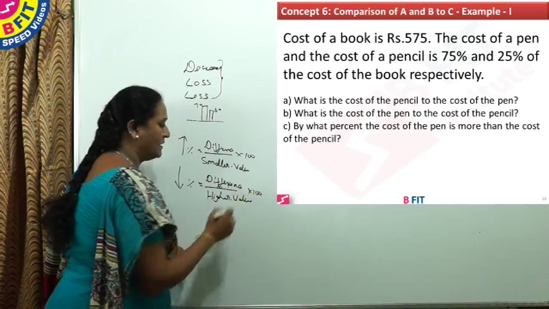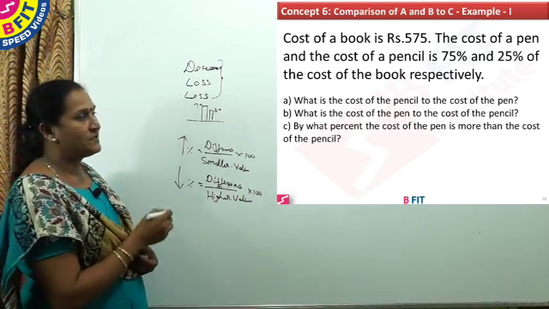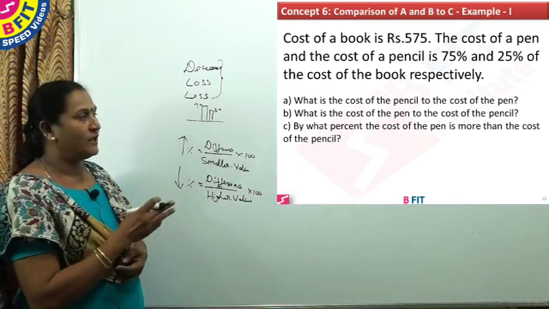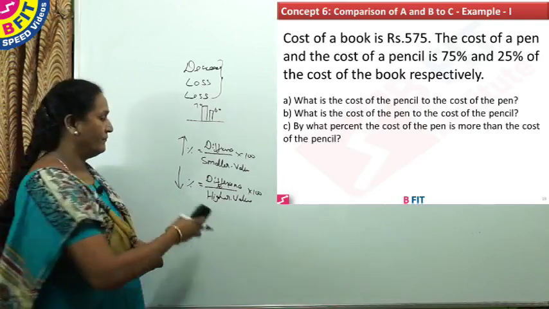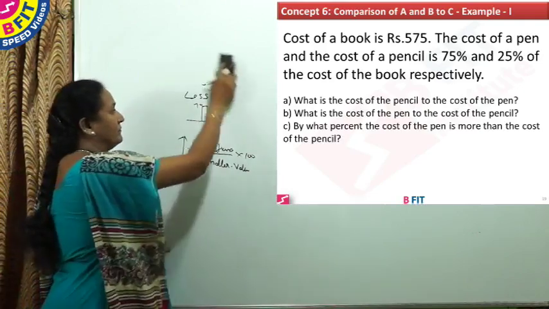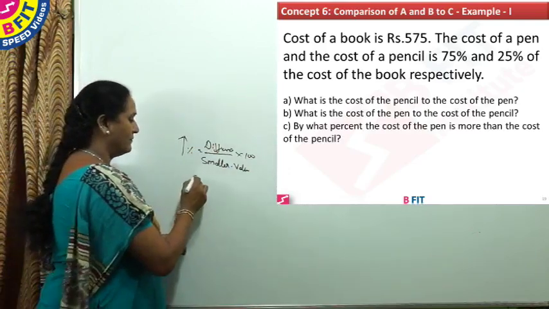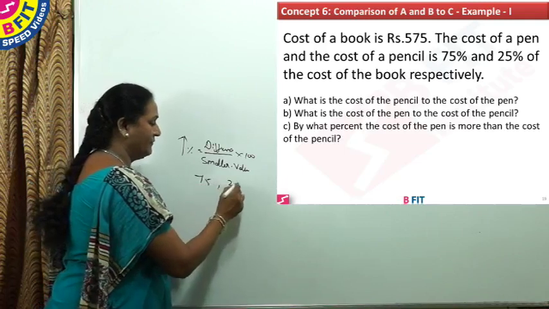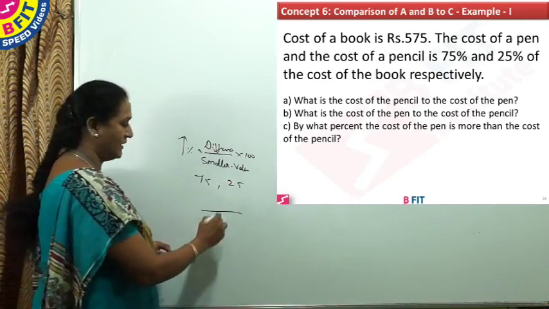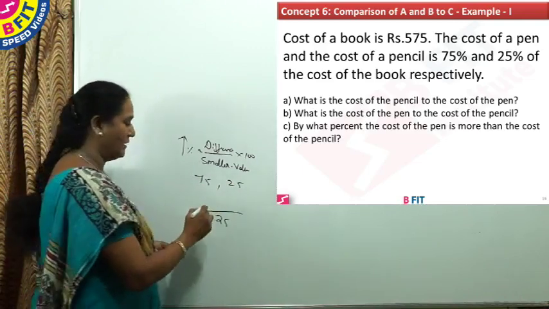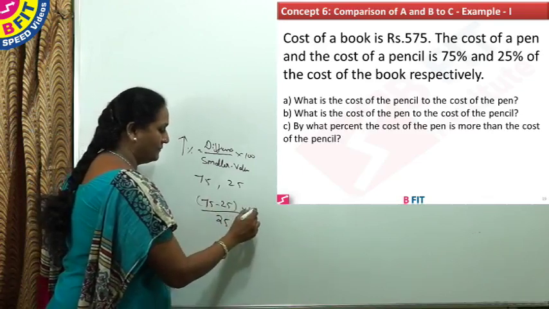Into 100, so I will give you the required percentage. In our question, by what percent is the cost of the pen more than the cost of the pencil? That is, increase percentage is asked. As the base is the same, we can work out with percentages itself. So the two percentages we have are 75 and 25. More percentage is asked, so write the smaller value in the denominator and the difference in the numerator into 100.